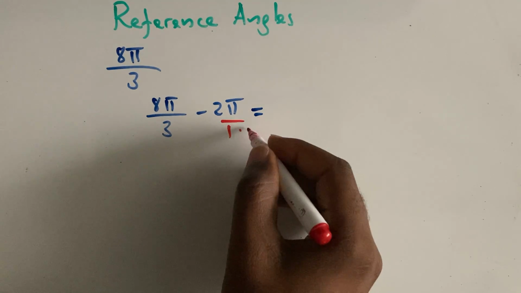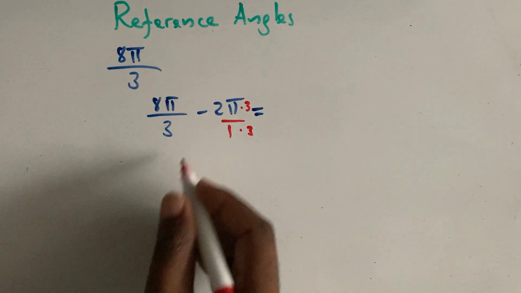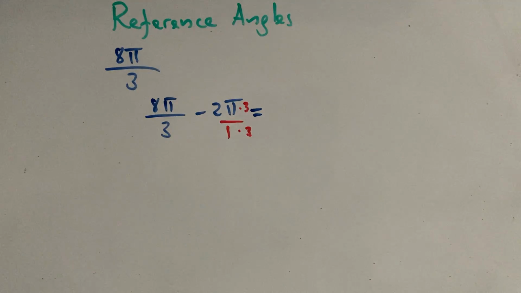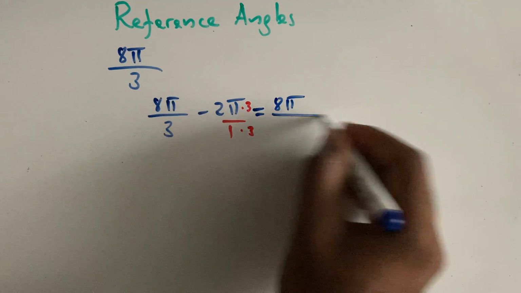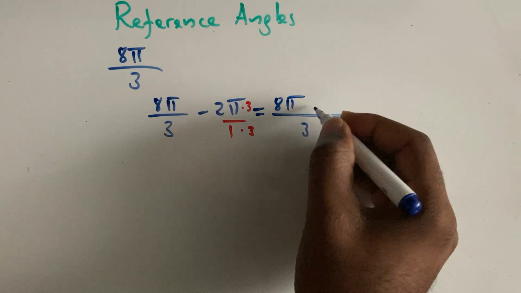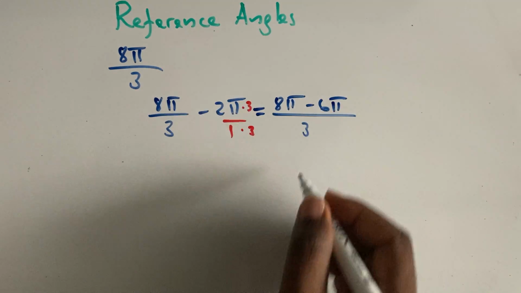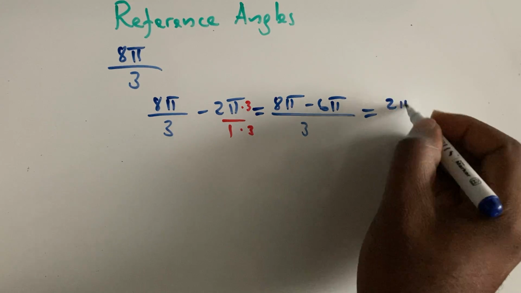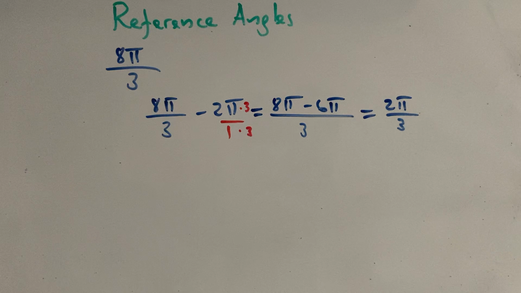Because this was 1, I'm going to multiply by 3 to get the same denominator here, because remember, it's a fraction. Therefore, I multiply the top by 3 as well. And what do I have? 8 pi over 3. So 8 pi minus 6 pi, 2 times 3, 6 pi. So this will become what? 2 pi over 3. Okay? So 2 pi over 3.